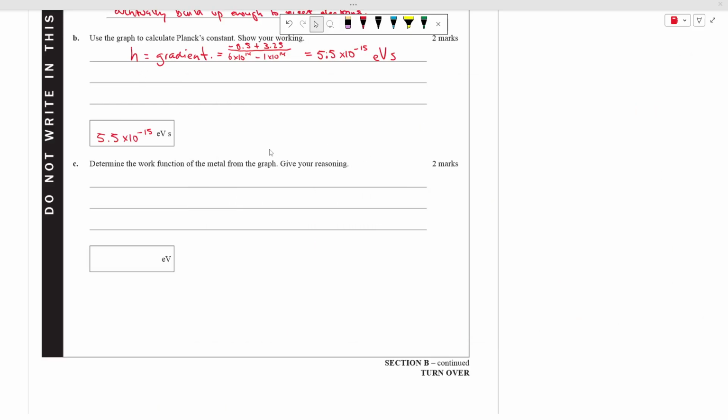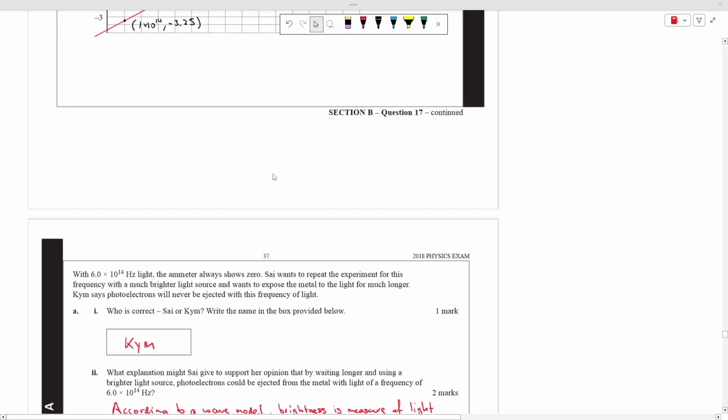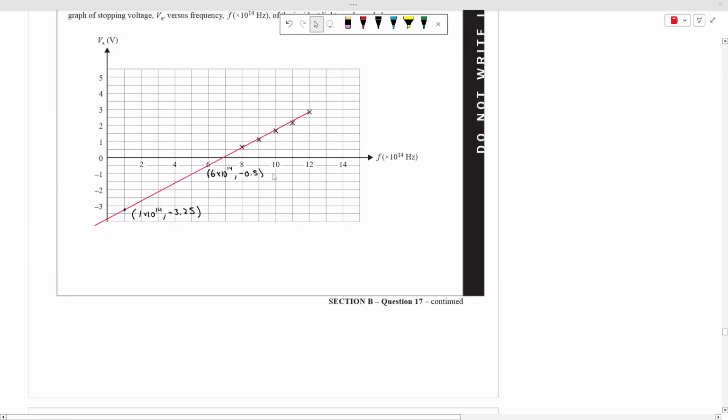Part C. Determine the work function of the metal from the graph. Give your reasoning. Okay, so back up at our line of best fit. You just have to remember, this is just knowledge, that the negative of the y-intercept gives you the work function. In this case, our line of best fit looks like it goes to negative 3.75.